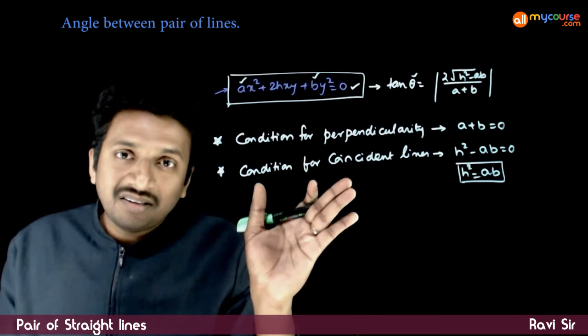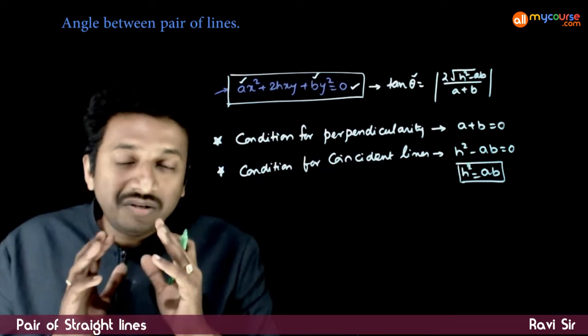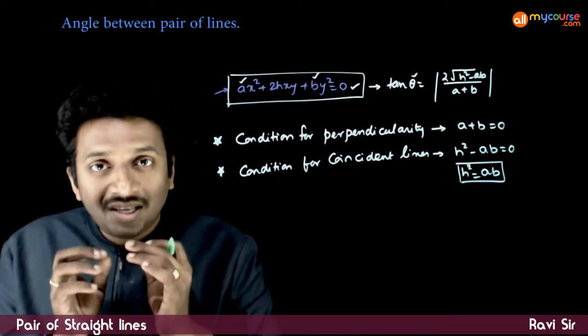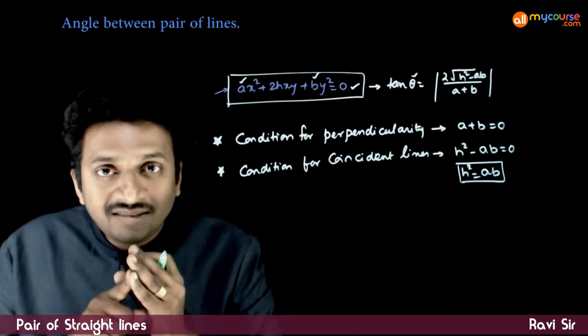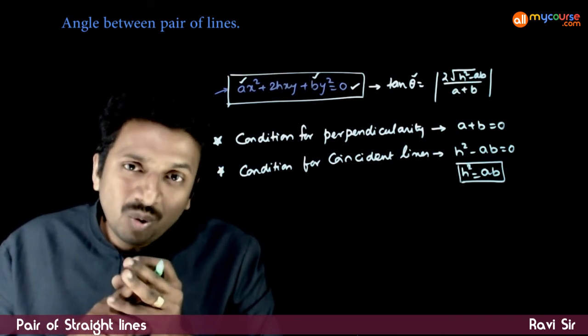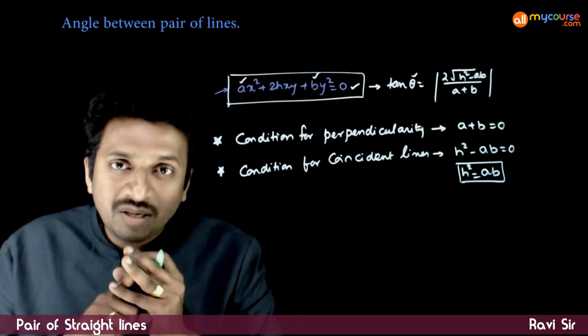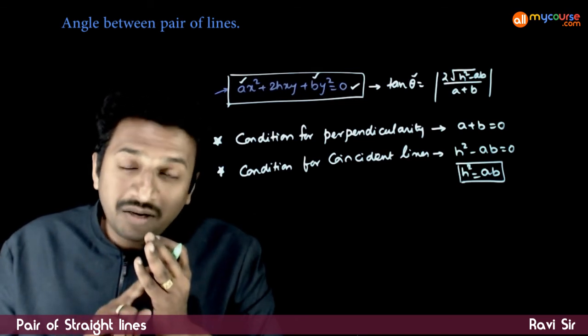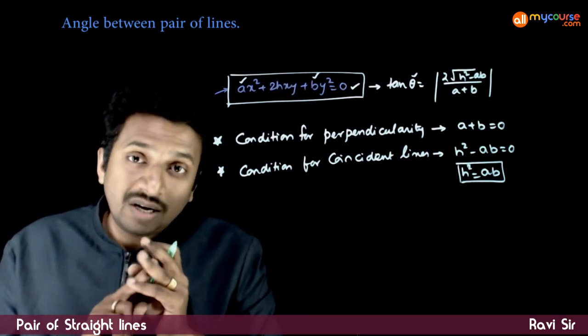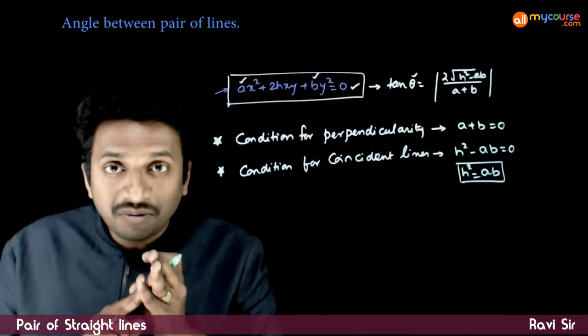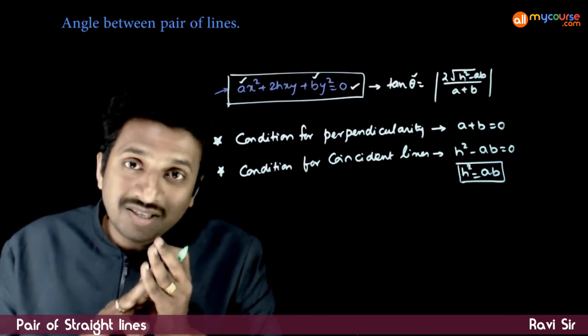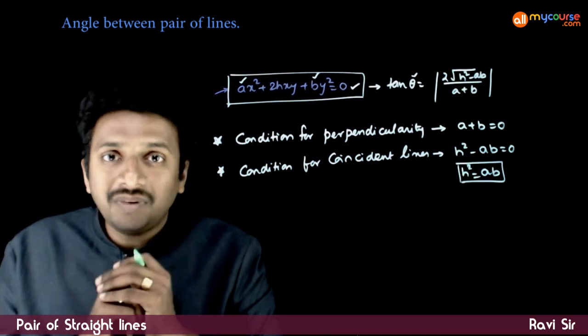So these are the two conditions which you need to keep in mind. One is the formula for the angle between the lines: tan theta is equal to 2 root h square minus ab by a plus b. And the condition for perpendicularity: the coefficient of x square plus the coefficient of y square is equal to 0. Condition for coincident lines: h square is equal to ab.